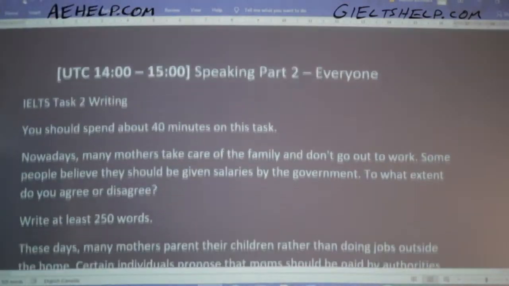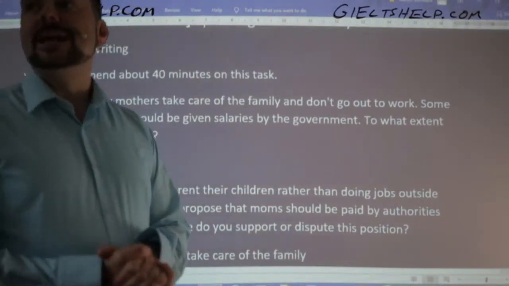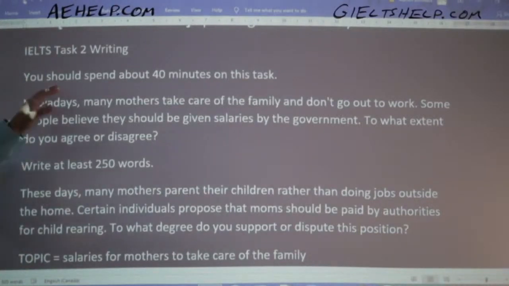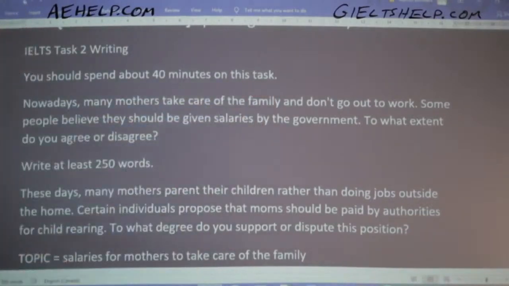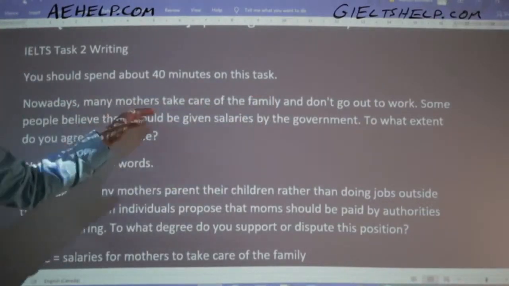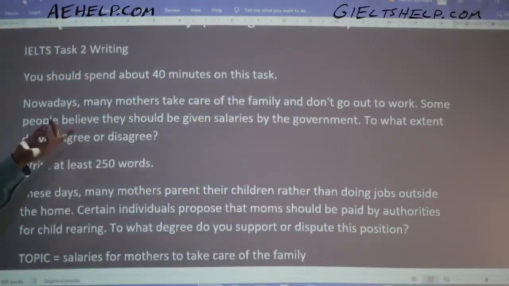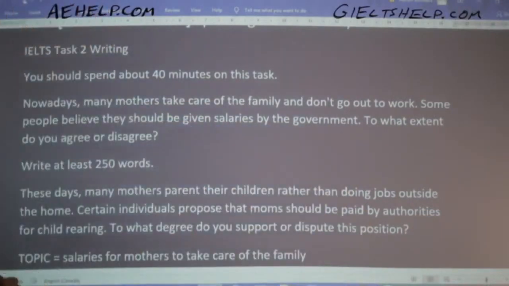Let's take a look at today's writing. All right, here we go. You should spend about 40 minutes on this task. Nowadays, many mothers take care of the family and don't go out to work. Some people believe they should be given salaries by the government. To what extent do you agree or disagree?